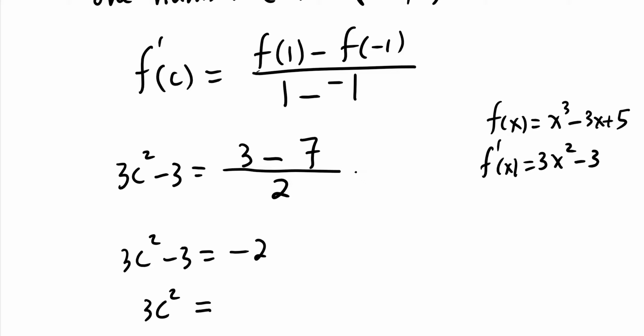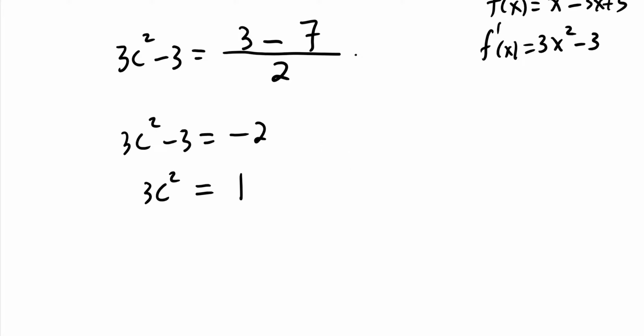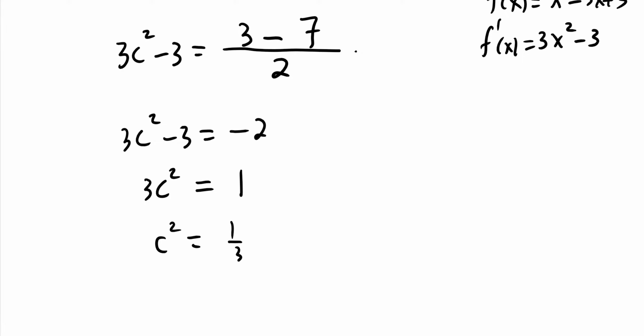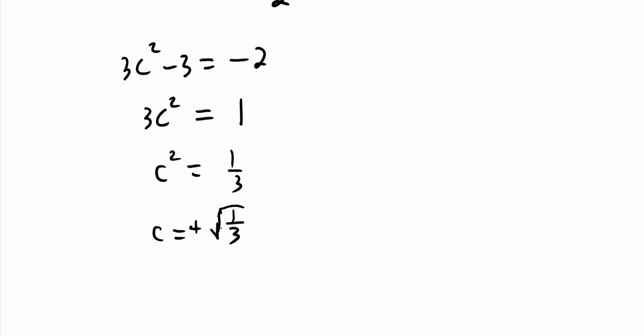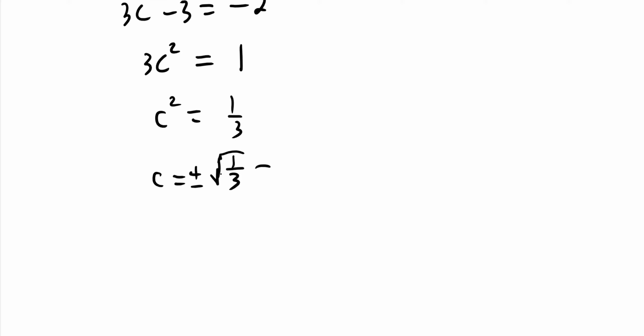So 3c squared is 1 if we add 3 to both sides. Then c squared is 1/3. And c is not just one square root of this. A lot of people think, okay, that's the square root of 1/3. It's not. It's a plus or minus, which we call the square root property. Very important. So you can rewrite this as 1 over square root of 3 and you can rationalize. Make sure the values of c we get really fall between -1 and 1, which they do here. So these are the c values we were looking for.